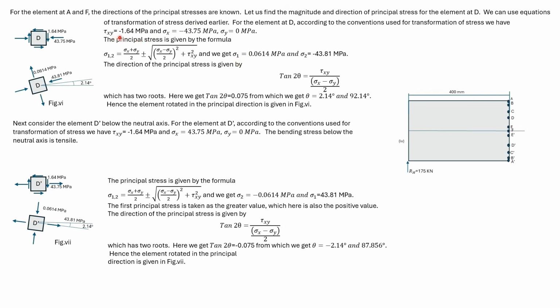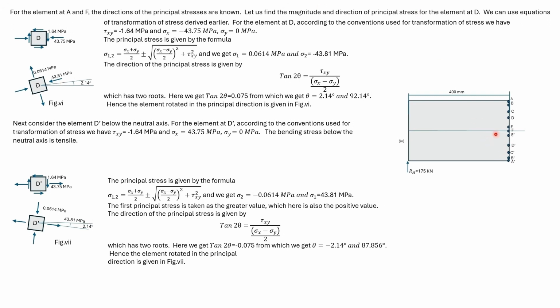Again, substituting these values, we get tan 2 theta, from which we get two values of theta. So we need to rotate this element D by 2.14 degrees to align with the principal directions. There are no shear stresses acting, and these two are the principal stresses that will act.